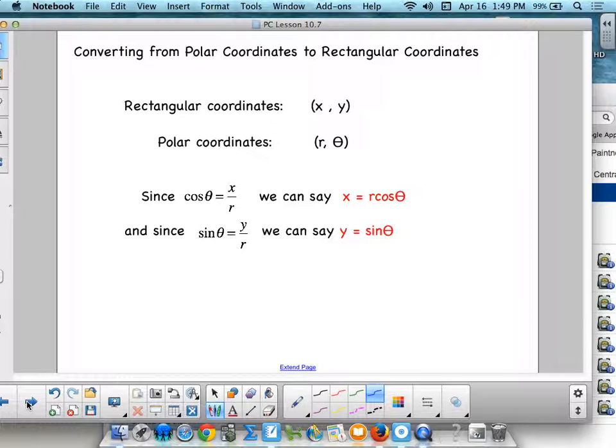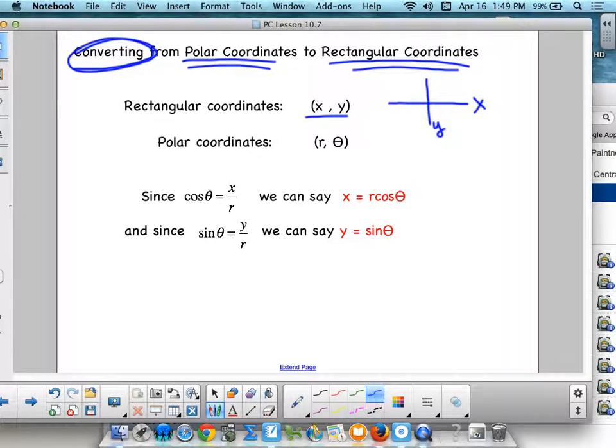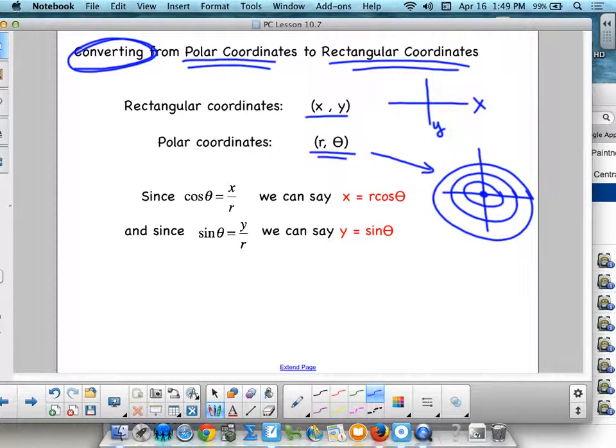Now, here's what I want you to do. I want you to do this. Convert from what to what? Polar coordinates over to what? Rectangular. Now, if you don't even know what polar is or rectangular, we're in trouble. So what's rectangular coordinates? XY. XY. And XY would be like this. X-axis, Y-axis. Polar coordinates are R theta. R theta is like this. The pole with a whole bunch of what? Circles around it. That's what polar is. Okay, so how do we go back and forth? Watch.